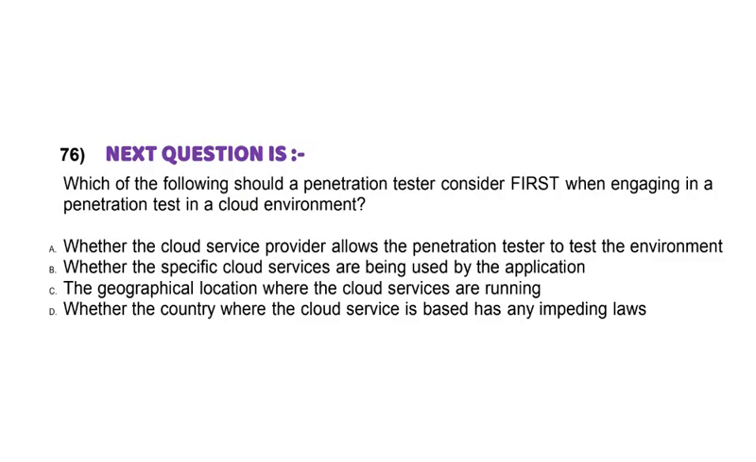Question is, which of the following should a penetration tester consider first when engaging in a penetration test in a cloud environment? Option A, whether the cloud service provider allows the penetration tester to test the environment. Option B, whether the specific cloud services are being used by the application. Option C, the geographical location where the cloud services are running. Option D, whether the country where the cloud service is based has any impeding laws. Correct answer is option C.